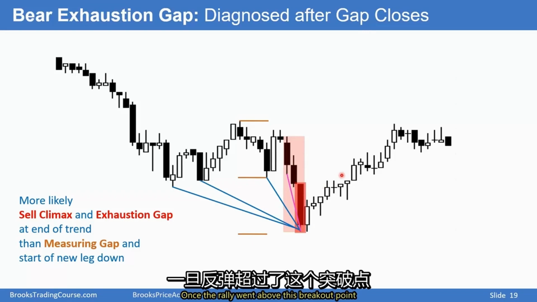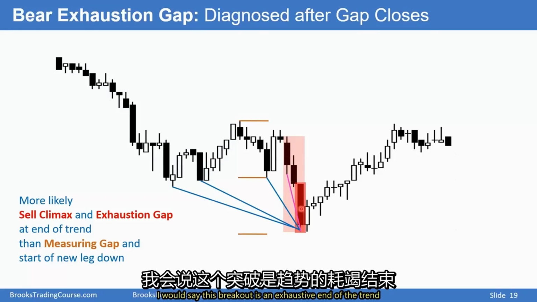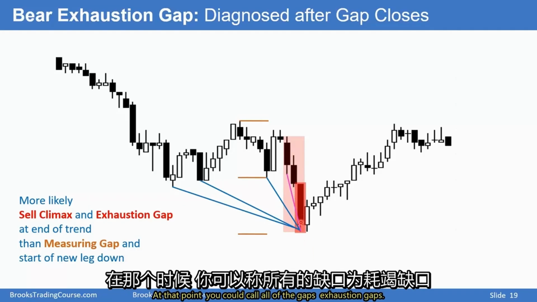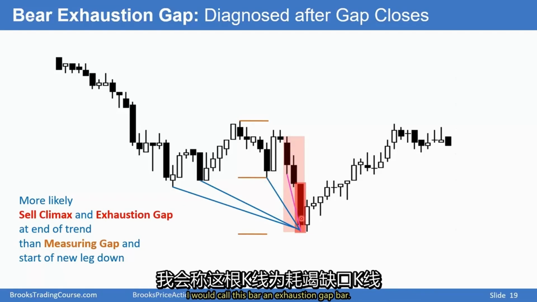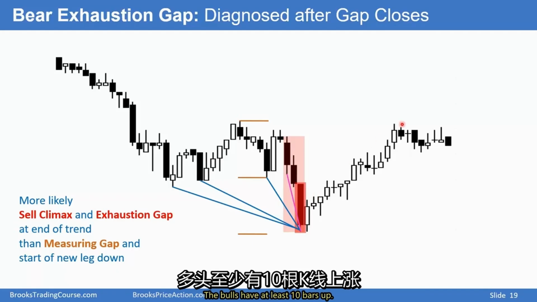Once the rally went above this breakout point, the highest breakout point, I would say this breakout is an exhaustive end of the trend instead of the start of an even stronger trend. And at that point, you could call all of the gaps exhaustion gaps. I would call this bar an exhaustion gap bar. I would call these 3 bear bars an exhaustive sell climax. The bulls have at least 10 bars up.